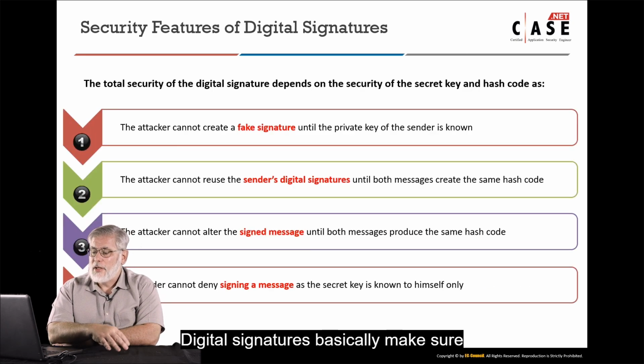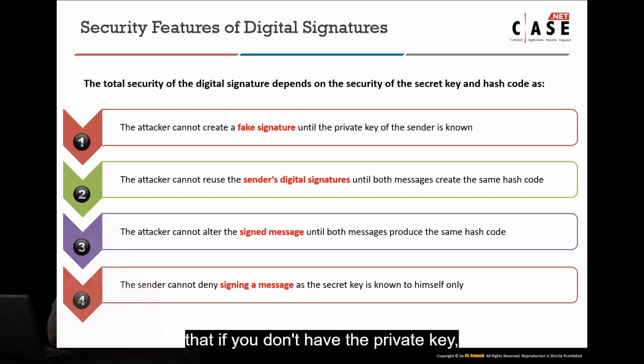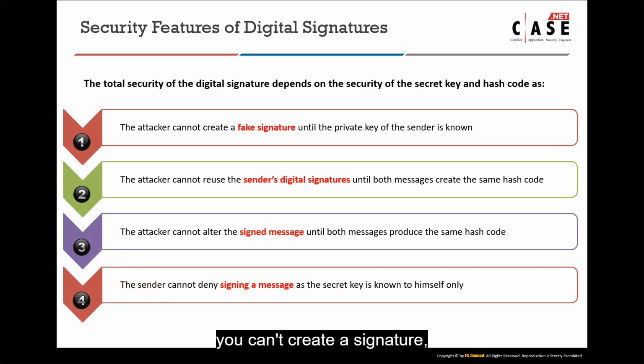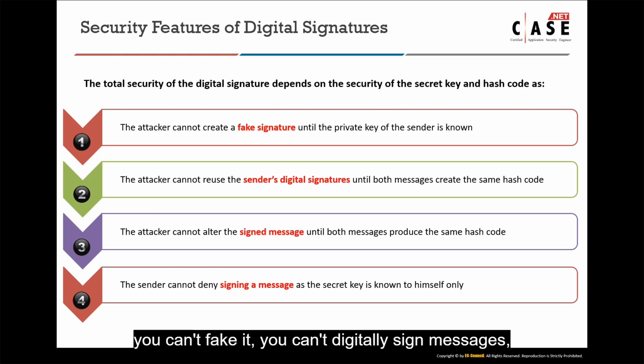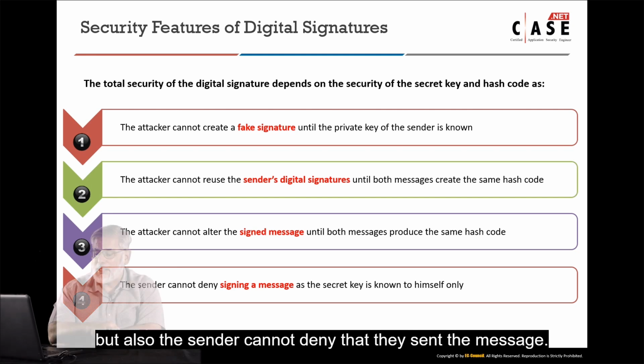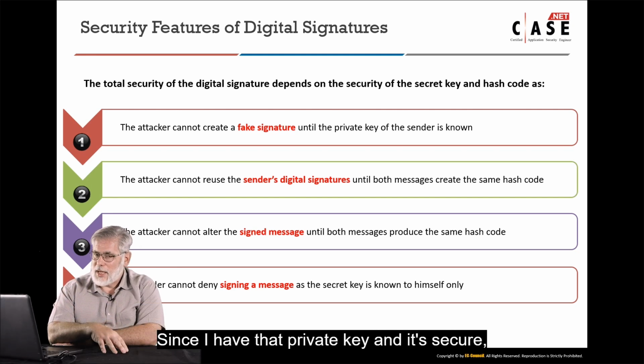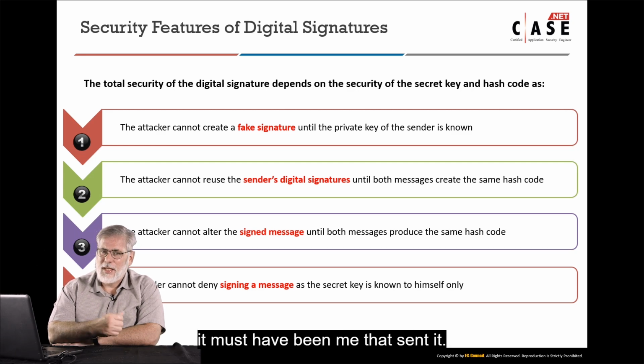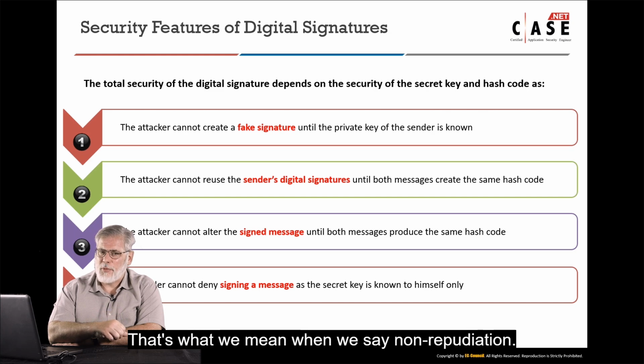Digital signatures basically make sure that if you don't have the private key, you can't create a signature. You can't fake it. You can't digitally sign messages. You can't alter the signed message because I've signed a hash, and that hash won't match on the other side. But also, the sender cannot deny that they sent the message. Since I have that private key and it's secure, it must have been me that sent it. That's what we mean when we say non-repudiation.